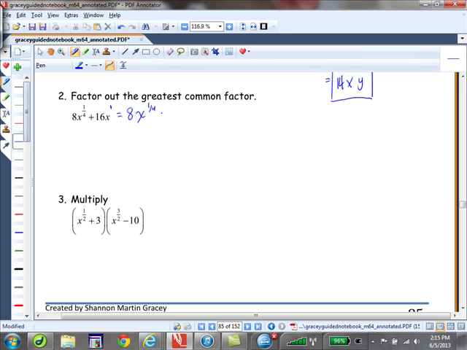8x to the 1/4 times 1 gives us 8x to the 1/4, and then plus 8x to the 1/4 times, we need a 2 to make that a product of 16, and 1/4, remember you're adding exponents when you multiply same bases. So do you see that 1/4 plus 3/4 is 1? So now using the distributive law, we'll be factoring out our 8x to the 1/4, and we've got 1 plus 2x to the 3/4 remaining.